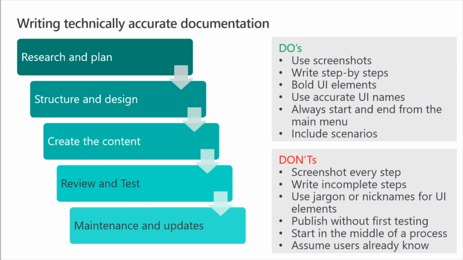Things not to do: don't screenshot every step. If you feel like you need to screenshot every single step, just a vomit of screenshots, it's probably not the right format for a written document. You might want to consider making a short video of those steps. Don't write incomplete steps and don't use jargon or nicknames for UI elements. And don't publish your training content or your courses without first going through a testing process. Don't start in the middle of a process and don't assume your users already know.